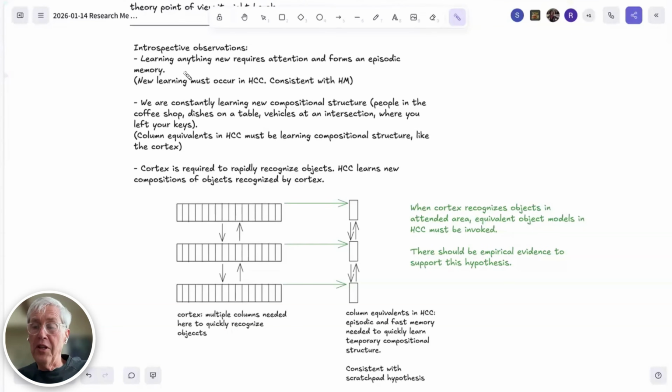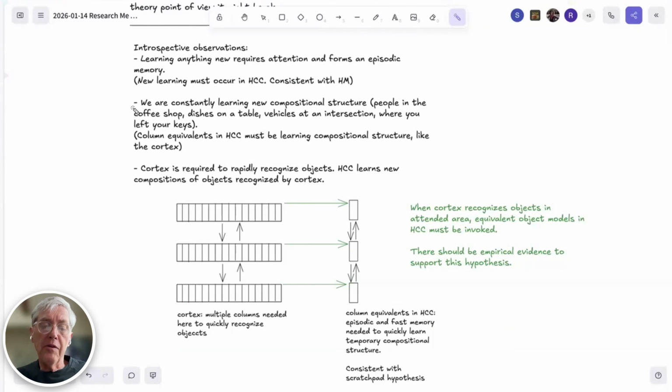So even the simplest little things, if I'm going to learn a new flower or a new pen or a new anything, I have to attend to it, and I'll have an episodic memory for it for some time. Oh yeah, that was 2 days ago. We ran across that, new fork or whatever it was. And this also reinforces that new learning must occur in the hippocampus, the hippocampal complex. That's again, HCC stands for the whole thing: entorhinal cortex, cerebellum, and hippocampus. And so that's consistent with what they saw with patient HM.